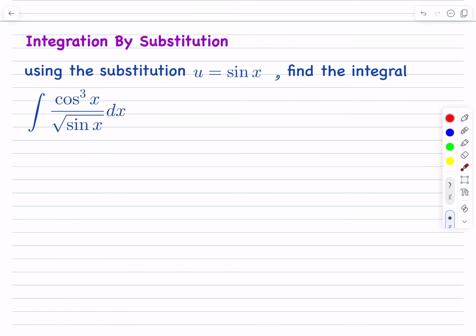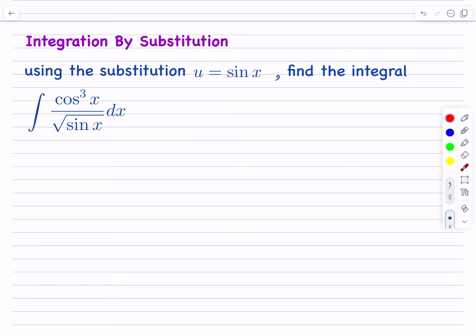Hello everyone. In this video we will be solving this exercise about integration by substitution. Here we are given this substitution that u is equal to sine x and we need to find this integral. So as we know from the integration by substitution, we need to replace all of these functions in terms of x to become in terms of u instead.